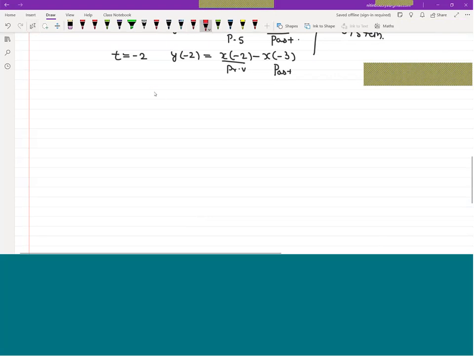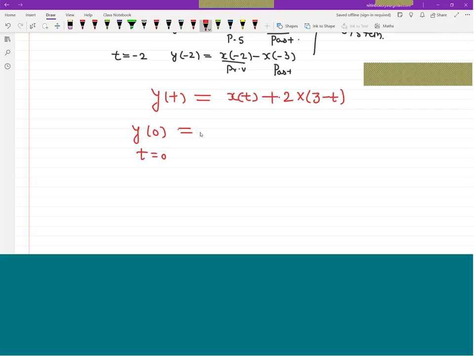Let's say the next is y(t) is equivalent to x(t) plus 2 times x(3 minus t). This system is causal or non-causal? So you can say y(0), the output at t equal to 0 instant, is dependent on x(0) plus 2 times x(3), and this is what? Future input. That's why this system is known as a non-causal system.